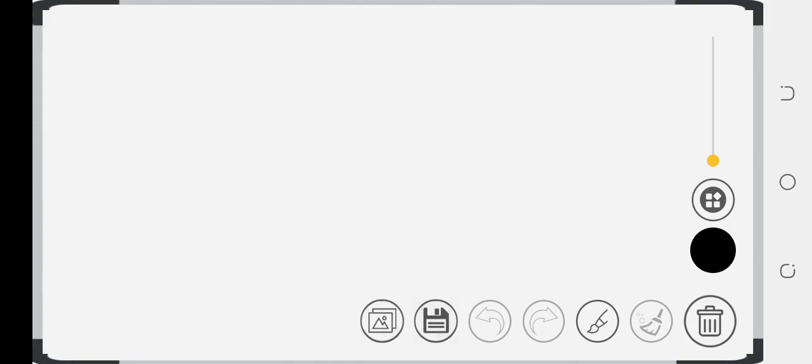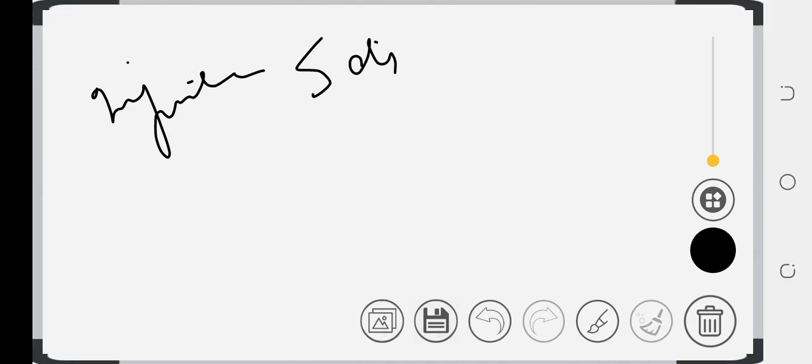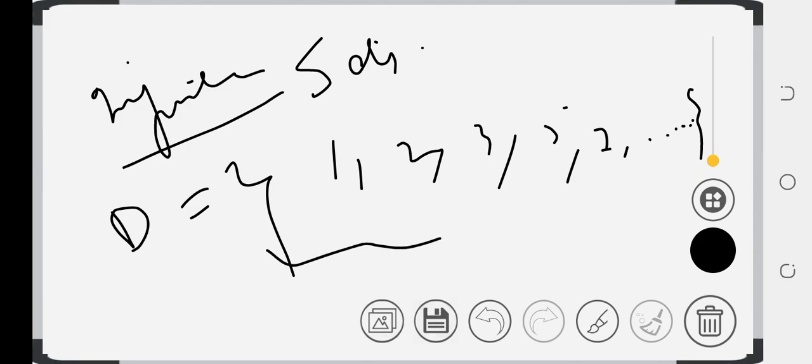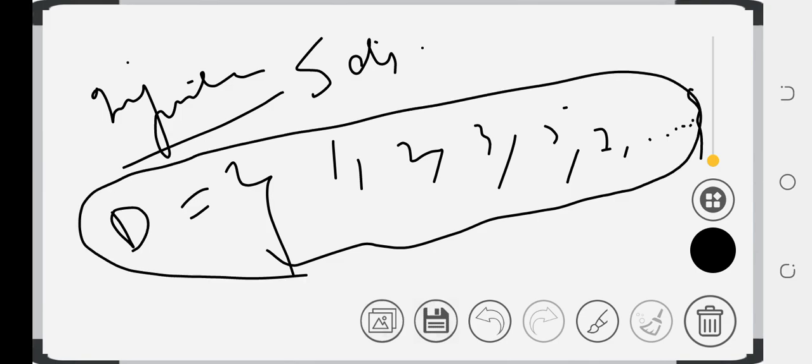Now infinite sets are there: sets which are not finite. For example, D is equal to {1, 2, 3, 5, 9, and so on}. We don't know what the end of this set is. These three dots mean it is continuously going. It is an infinite set because it is not finite. We don't have the last member of the set so that we can count how many members are there. So it is an infinite set.